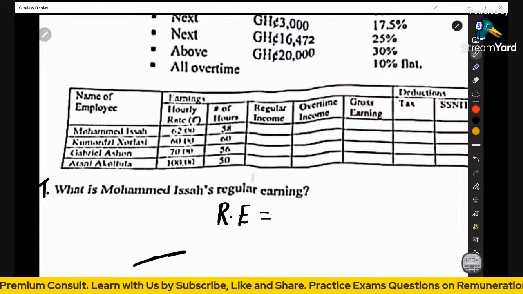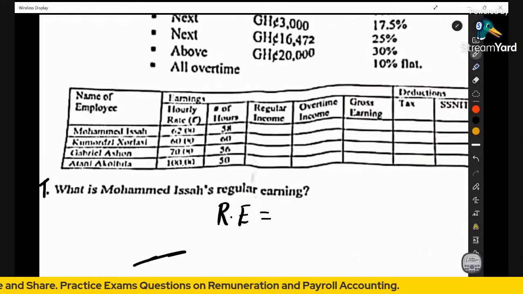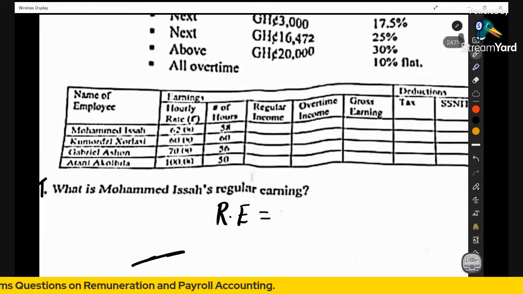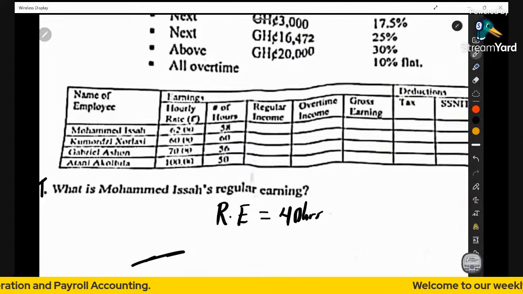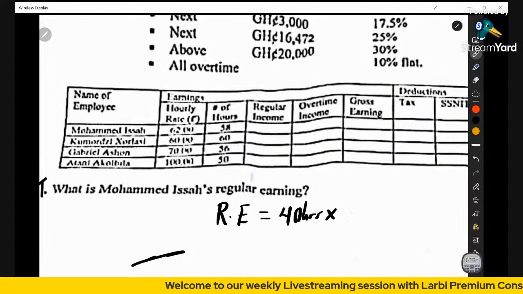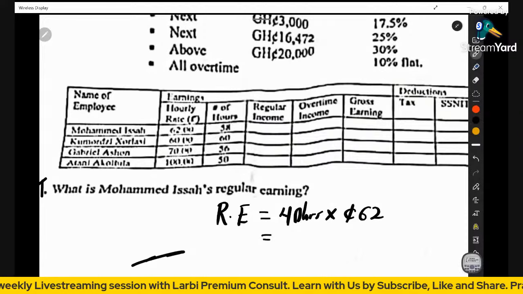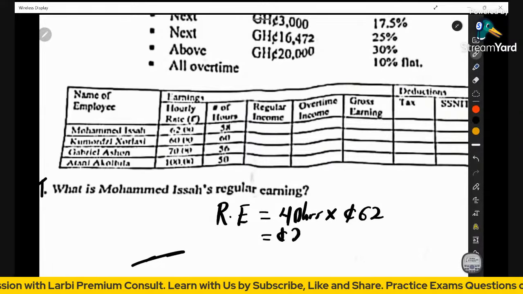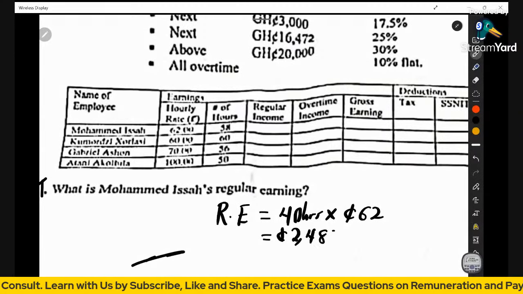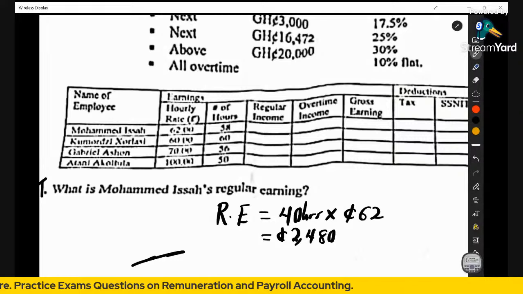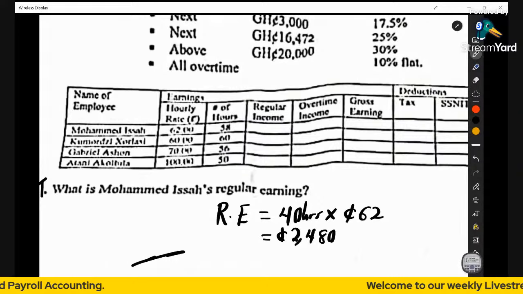In that particular case, Mohammed Issa's regular earnings should be equal to the standard hours set for the organization, which is 40 hours, multiplied by the rate for Mohammed Issa, which we know is 62 Ghana cedis. So what are we getting? When you compute this with your calculator, you should get 2,480. So that's what we get as his regular income. Let's take note of that.